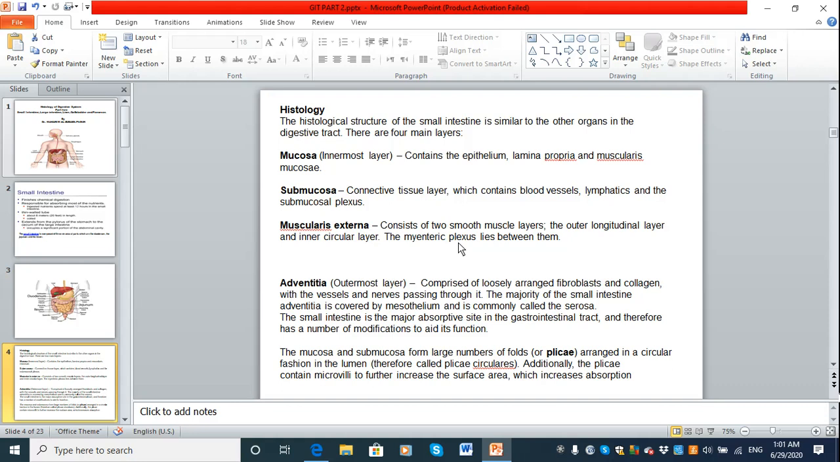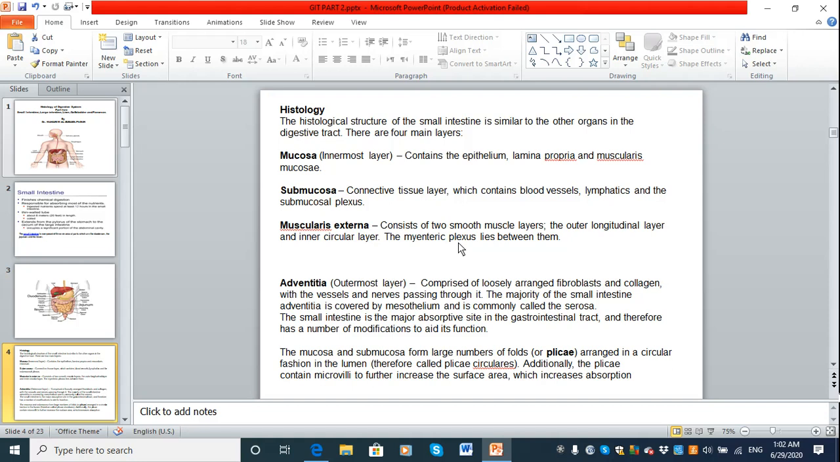Then we have the outer layer, the serosa or adventitia. It is comprised of loosely arranged fibroblasts and collagen, and also we have blood vessels and nerves covering this area. The majority of the small intestine's adventitia is covered by mesothelium, and it is commonly called serosa, as I said.